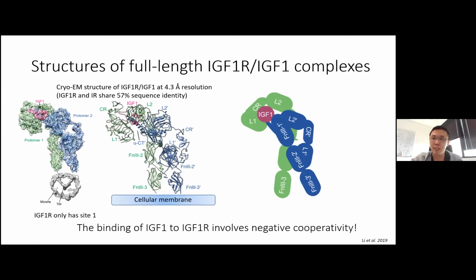In the IGF-1 receptor, we also saw the structure of the receptor with IGF-1 bound. In this case, even a second IGF-1 cannot bind to site 2 of the IGF-1 receptor. Even at a very saturated IGF-1 concentration, we can only see one IGF-1 bound on the receptor, forming this asymmetric conformation. That suggests there's a very strong negative cooperativity between the two site 1s in the IGF-1 receptor. That is very different from the insulin receptor case.